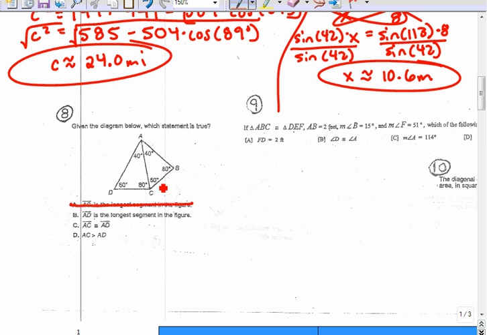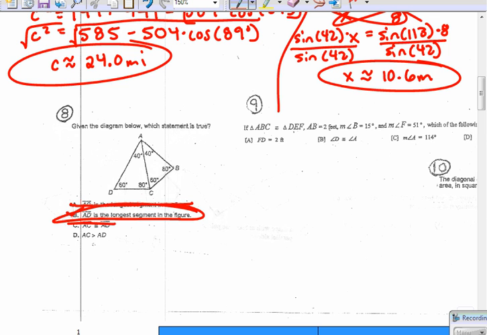Well, let's see. AC was across from the 80 in this one, but it was only across from the 60 in this one. So we know that AD has to be bigger. So is there anything else that could be bigger? No, because this is a smaller triangle, and in this case, there's no bigger angle in this one, so that would be true. All right, AC is equal to AD. No, the angles across from there are not congruent, so they're not equal. And this says that AC is larger than AD. No, AC is smaller because it's opposite a smaller angle. So correct answer here is B.